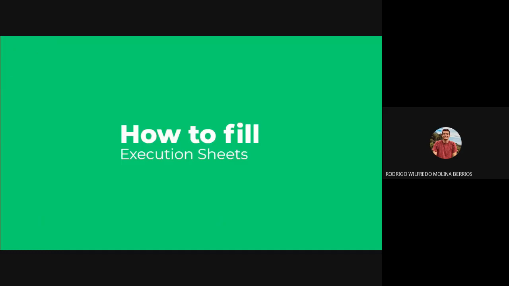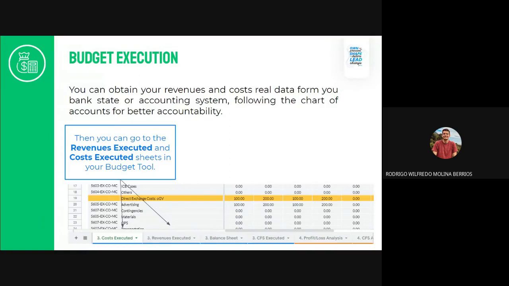So, how do we fill them? These tabs are very easy to fill out. The most important information is going to come from your bank statement or your accounting systems. I personally use an accounting system separate from the budget tool, and at the end of the month, I collect the information and place it on the budget tool so I can send the GFB report by the early bird. We have to remember that all this information has to be according to the GFB chart of accounts.